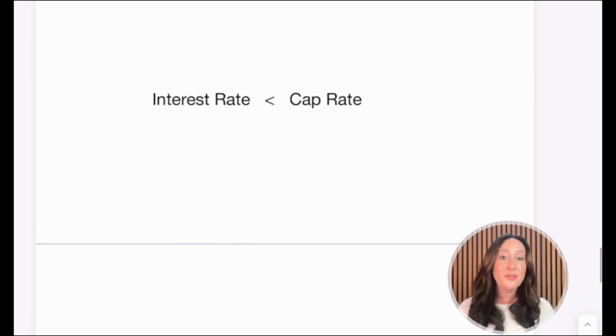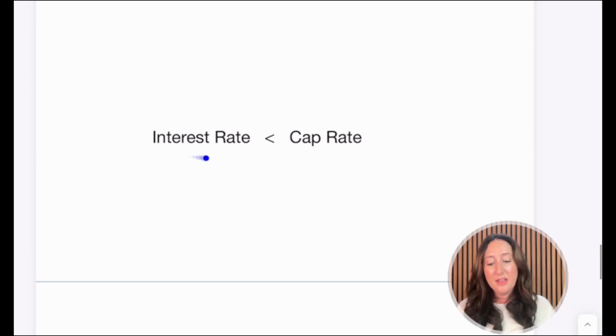So as a general rule of thumb, as you're analyzing properties, think about this. Your interest rate, you want to see that less than your cap rate. If you're quickly looking at a property and you don't see this, dive in further or just walk away depending on the asset. But if you don't see this, you really want to understand why.